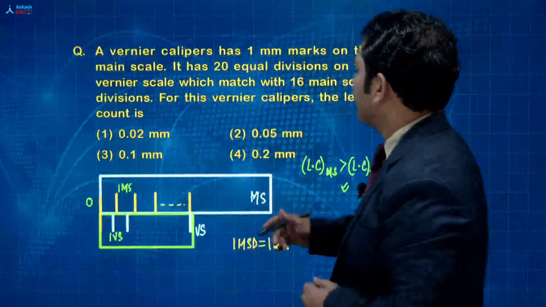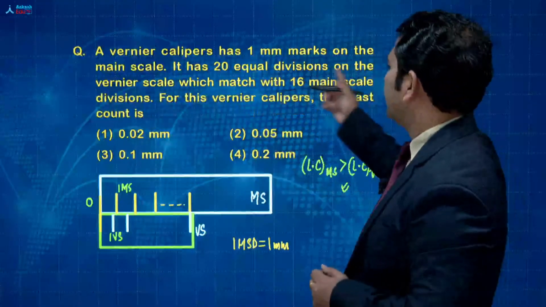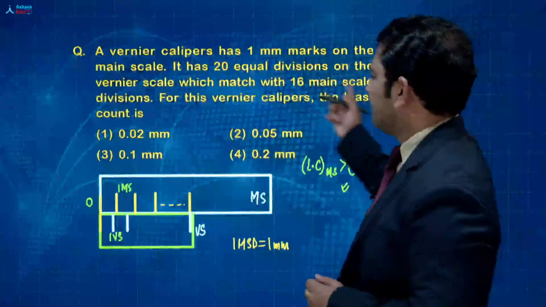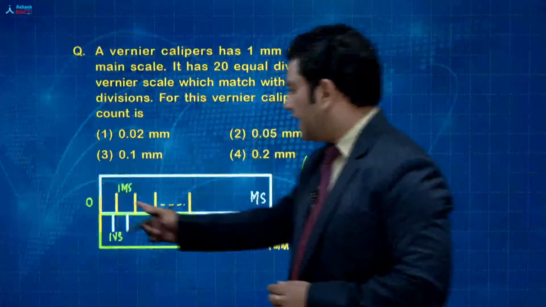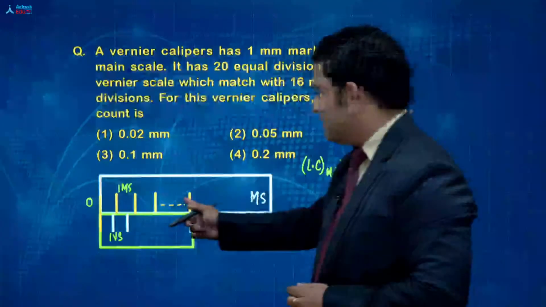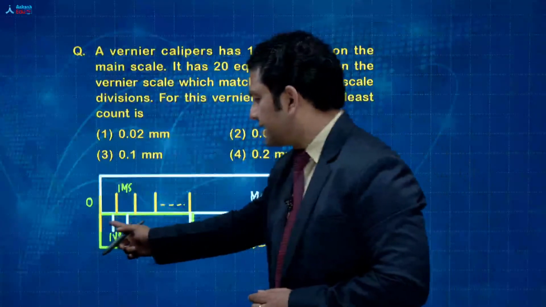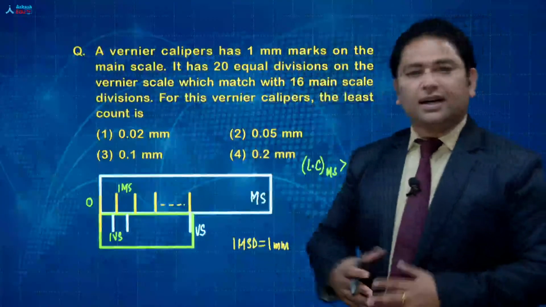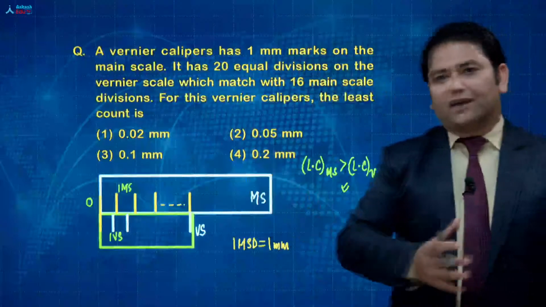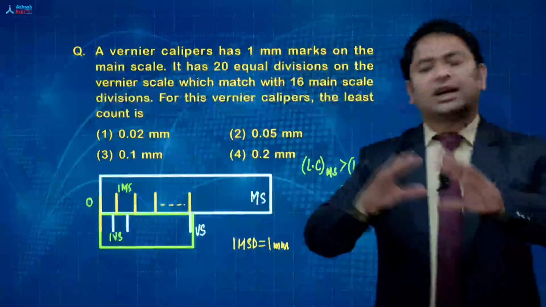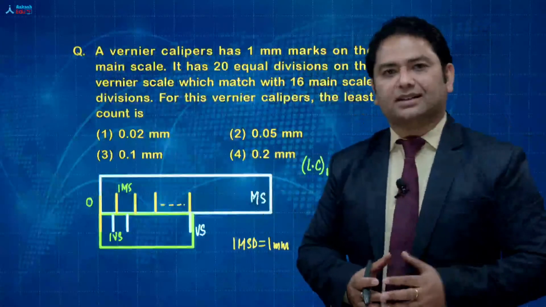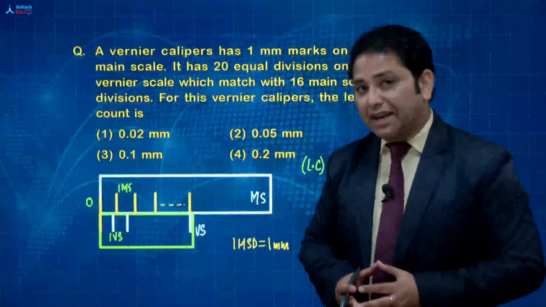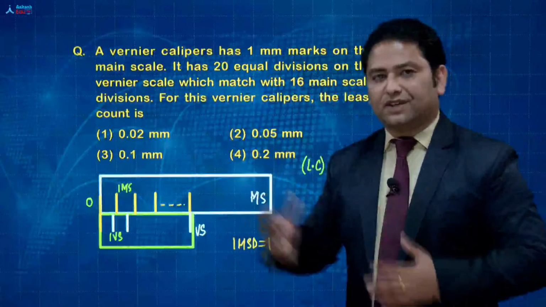आगे देखते हैं. It has 20 equal divisions on the vernier scale which match with 16 main scale division. तो यहाँ पर क्या हो रहा है? 16 main scale division is exactly equal to 20 vernier scale division. Now, it depends on device to device. Like a general device that we use is 10 vernier division is equal to 9 main scale division. So those sort of discussion you have.